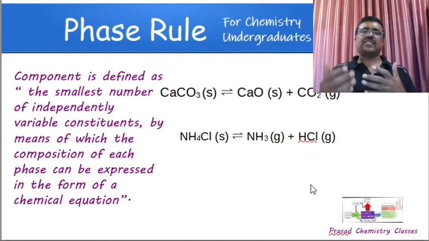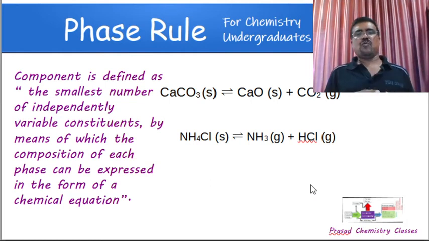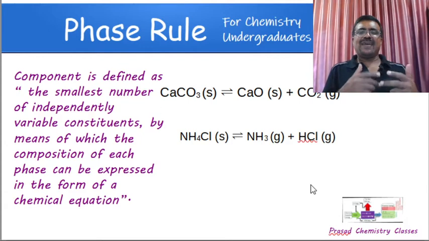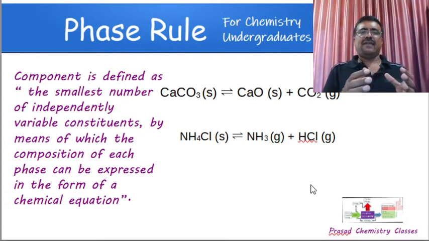Or if it is calcium oxide, obviously it also can be expressed. If it is carbon dioxide, we can express the chemical composition as CaCO3 minus CaO. That will give you carbon dioxide. So it is the minimum number of chemical species we require, and using which we can express the composition of any one of the phases, right? By using chemical equations. That's all.